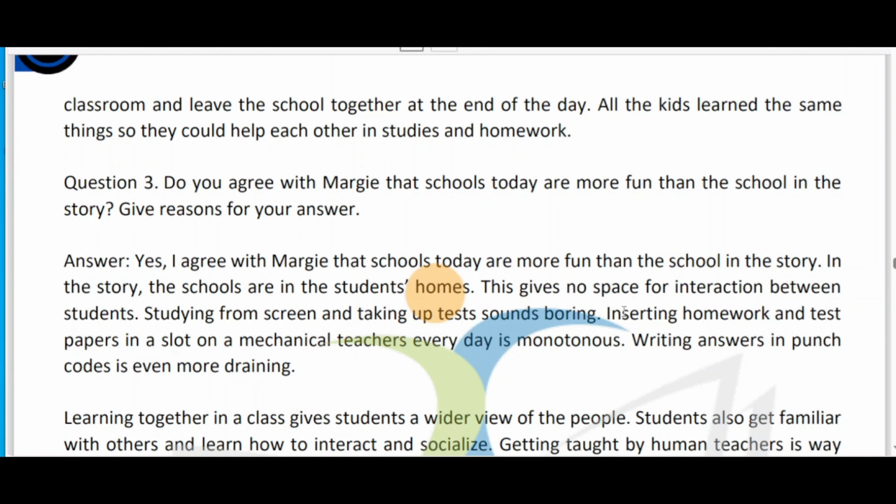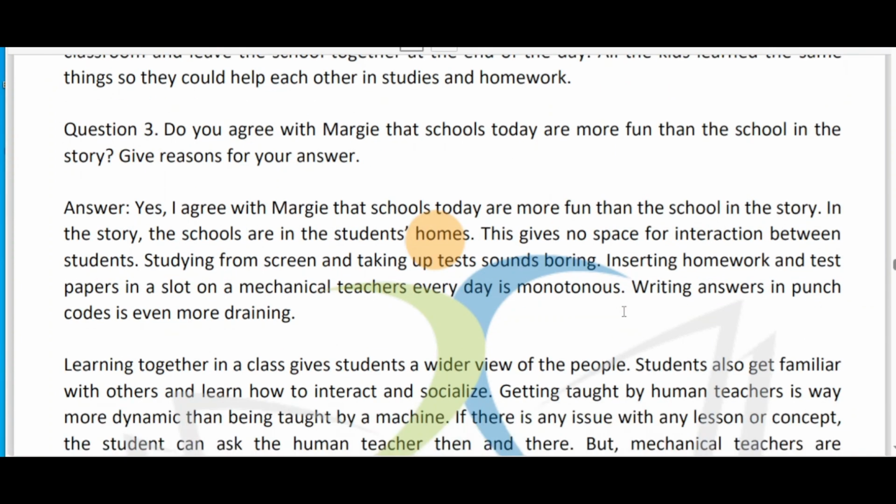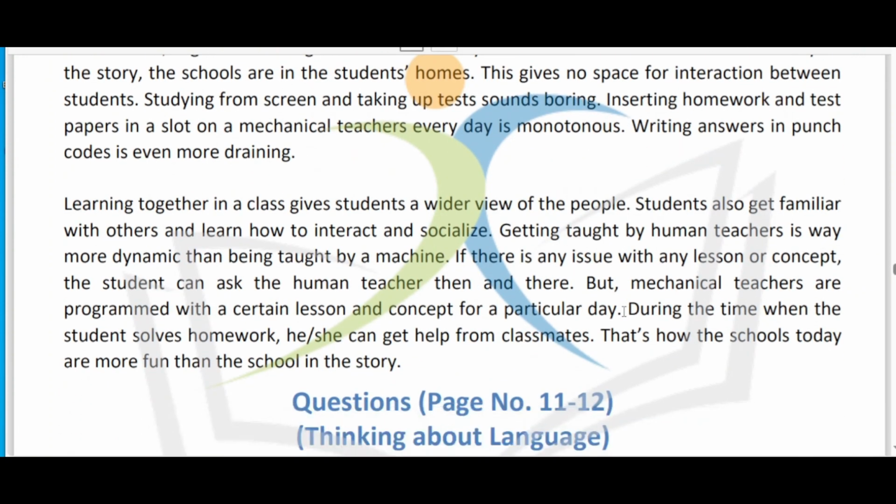It was very boring, seriously, because in all kinds of school we have to be very careful that each and everything is going very smoothly. Inserting homework and test papers in a slot on a mechanical teacher every day is monotonous, the same routine continued every day. Writing answers in punch codes only. So learning together in school gives students a wider view.